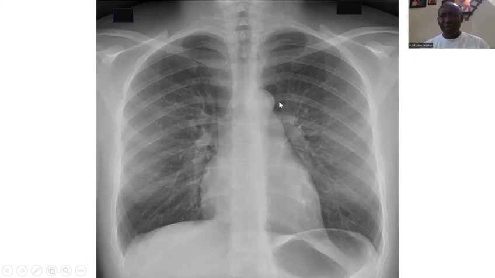Furthermore, between the heart, the cardiac border, and the hemidiaphragm, there is an angle called the cardiophrenic angle. And between the hemidiaphragm on the right side and the rib, you have the costophrenic angle. A similar thing is seen on the left.